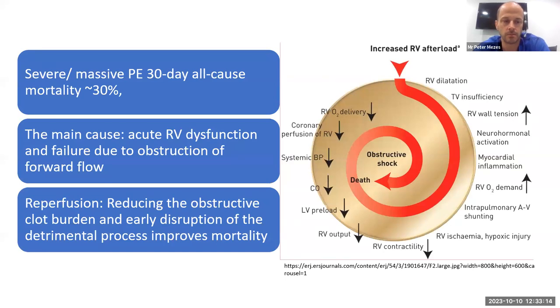So again, probably most of you know that severe or massive PE has a very high mortality, that up to one third of the patients can die within 30 days. And the main cause for this is the outflow blockage, which leads to a vicious circle or more like a downward spiral, causing right ventricular dysfunction, eventually failure, which can lead to the worst case scenario, the patient's death. And therefore a reperfusion therapy to relieve this obstruction could help to disrupt this downward spiral and save the patient.